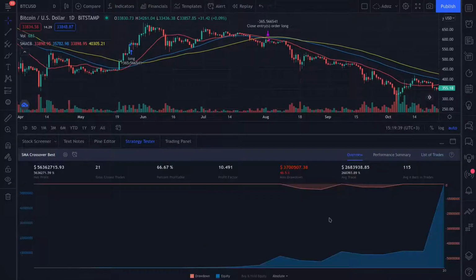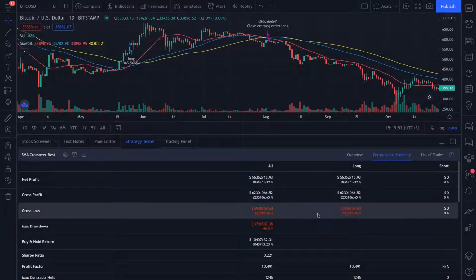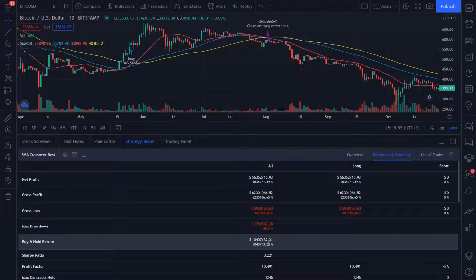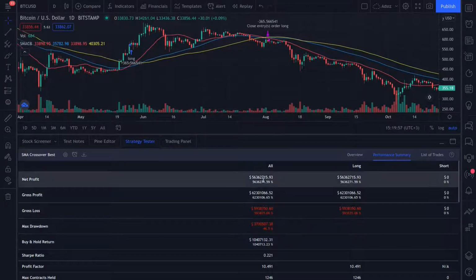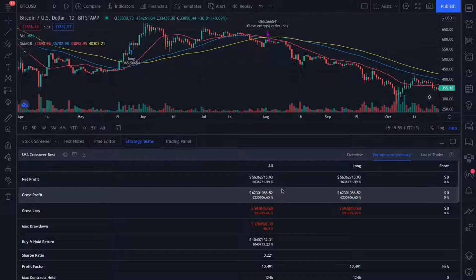Let's look at the overview. Now we got a much better winning percentage, and we made a lot of money. We made 10 times the golden cross and death cross. Let's look at the performance. Look at buy and hold. It's 5 times that, more than 5 times that.